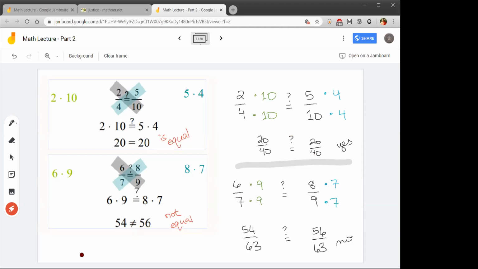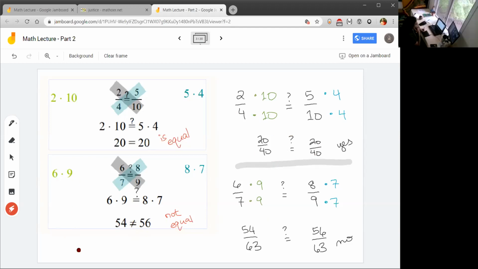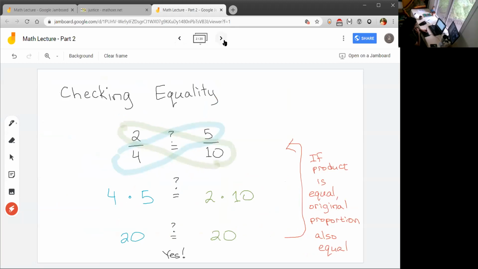Well, I appreciated learning that because I never saw that before like that. Yeah. Okay, any questions about these two slides?